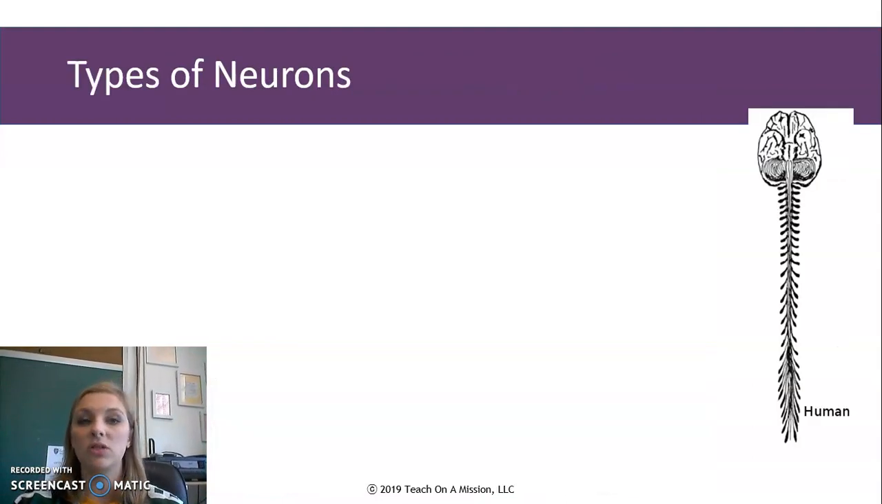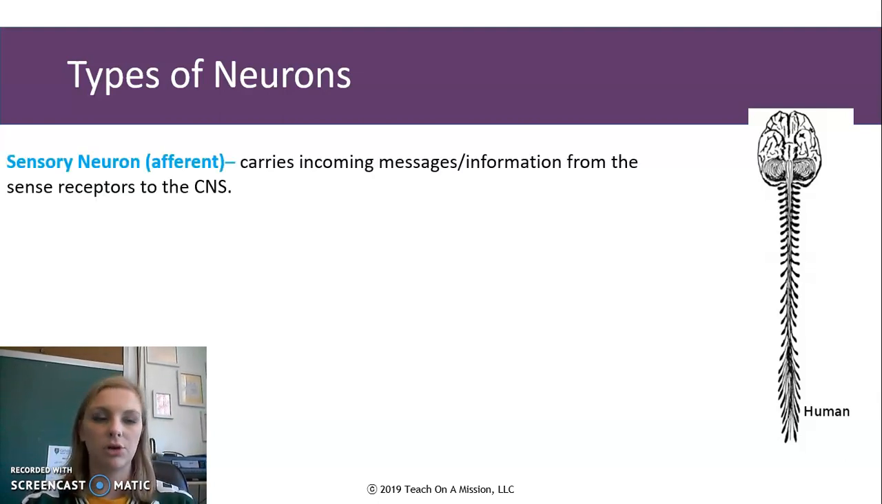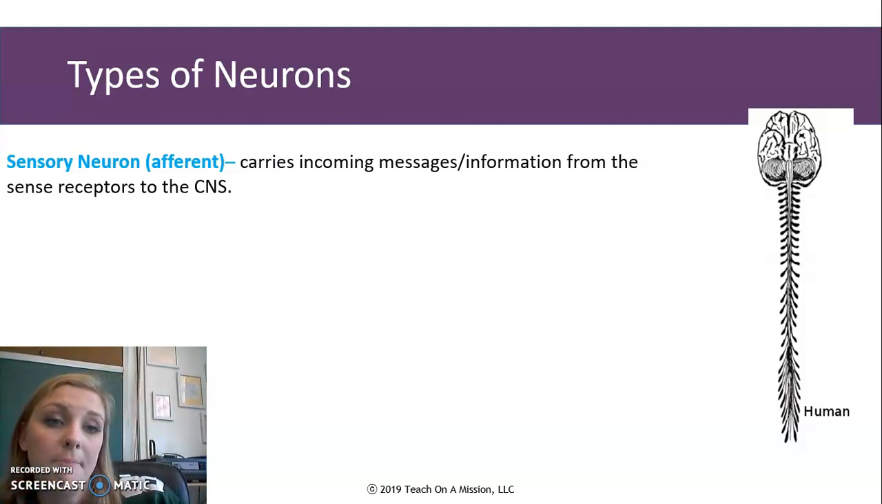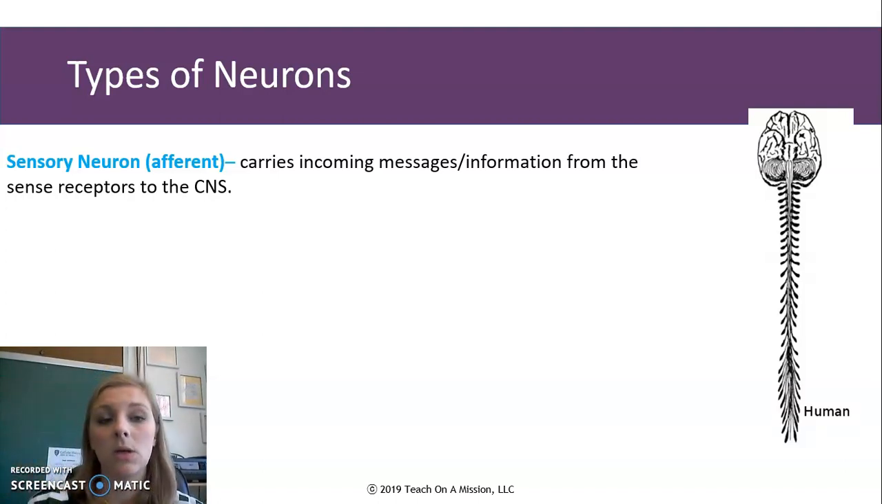Okay, so let's talk about the different types of neurons there are. There's 3 different types. The first is a sensory neuron. You also need to know this as an afferent neuron. You need to know both ways.